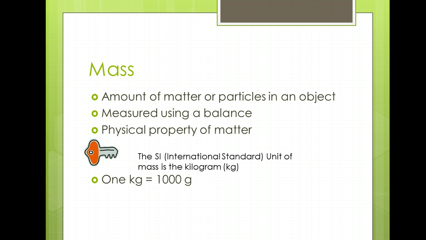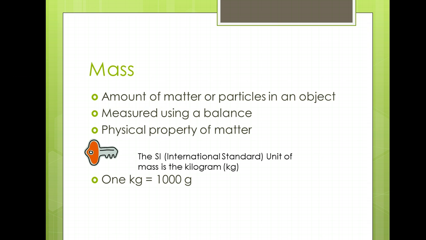Mass is the amount of matter in an object. It's the measure of the amount of particles contained in an object. This amount doesn't change. The amount of particles doesn't change because you're on the top of a mountain or the bottom of the sea, or if you're on the moon or on Earth. Because of this, scientists prefer to use mass to describe matter because it is universal.